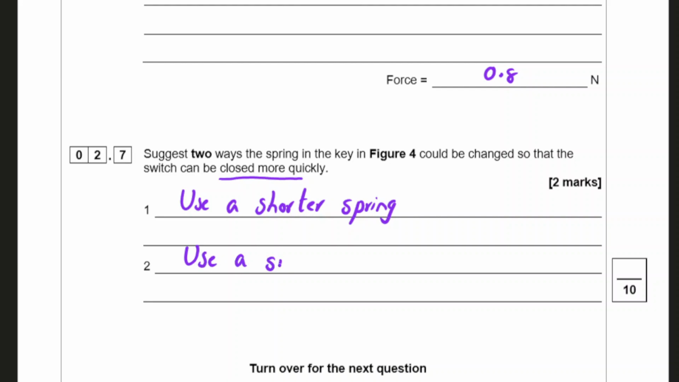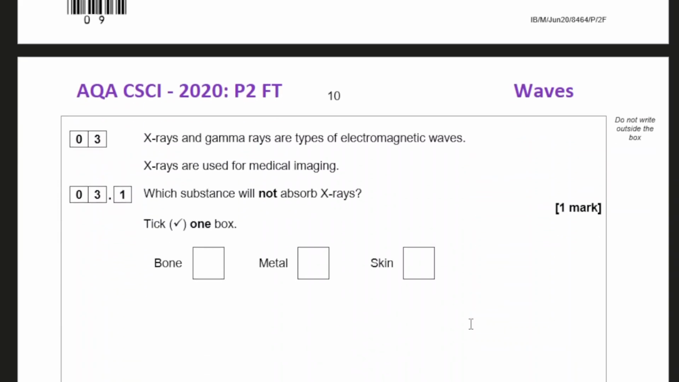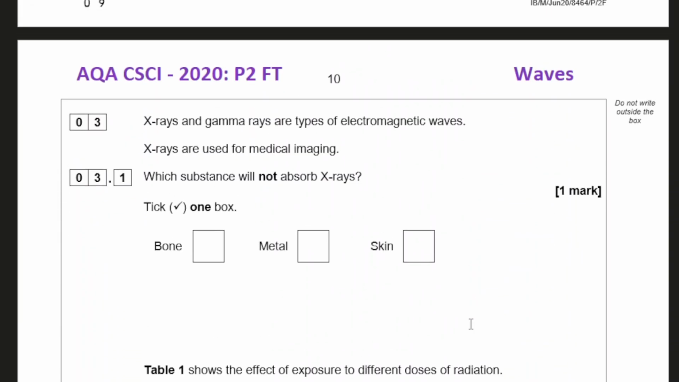Use a spring with lower spring constant. That means you don't really need a lot of force. You need a force less than 0.8 newtons to push the button. That brings us to the end of question number 2, and I will see you in question number 3. Question number 3 is on the topic of waves.